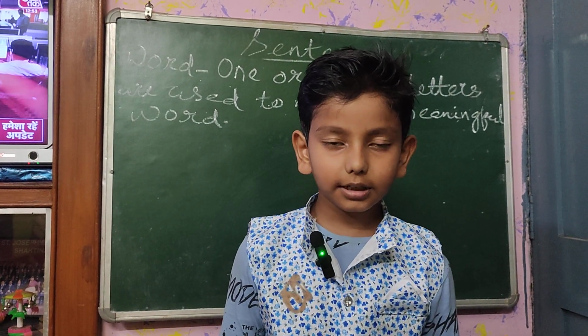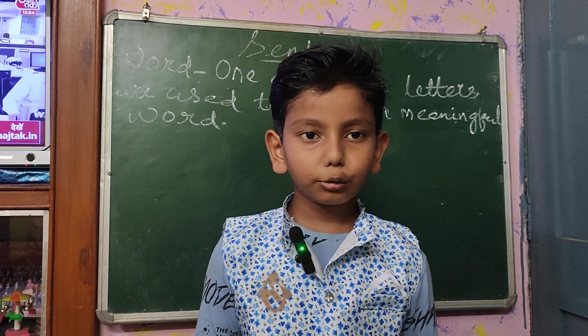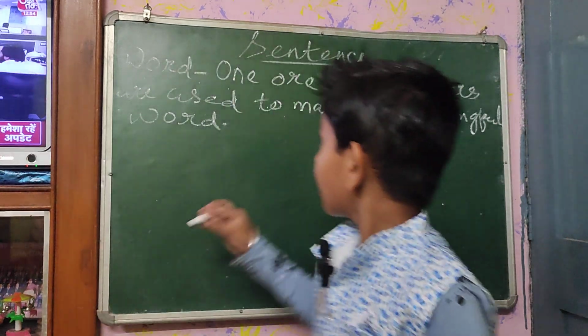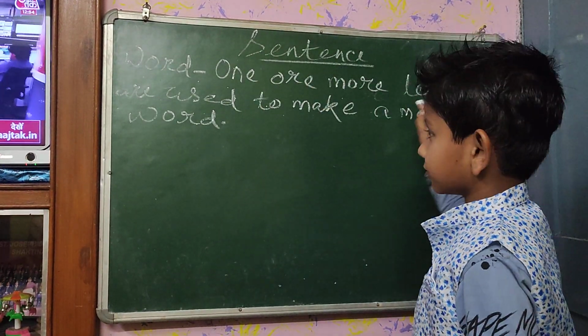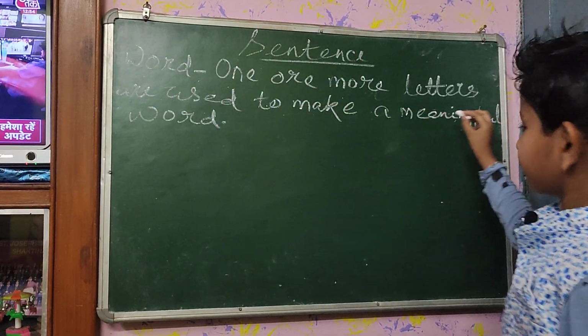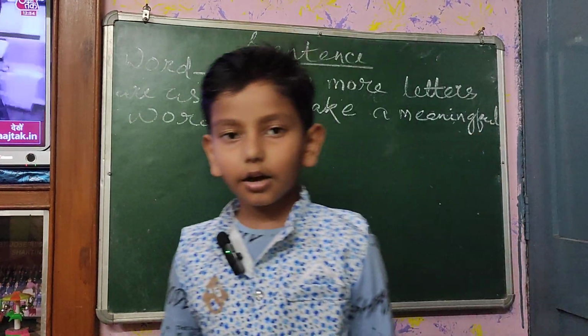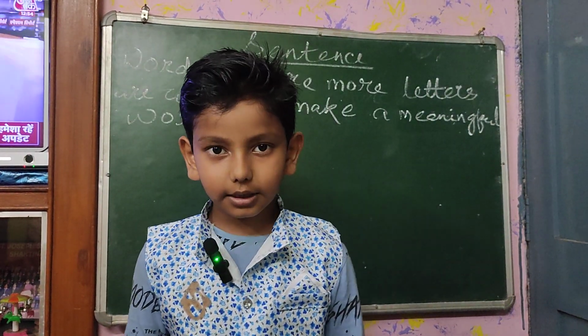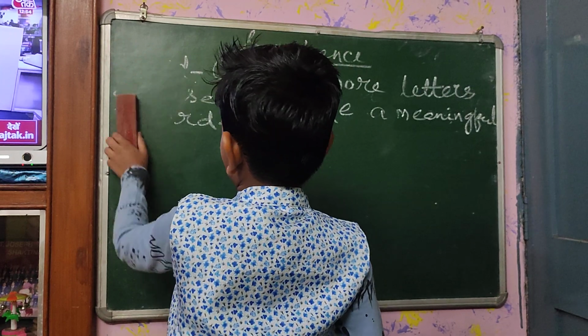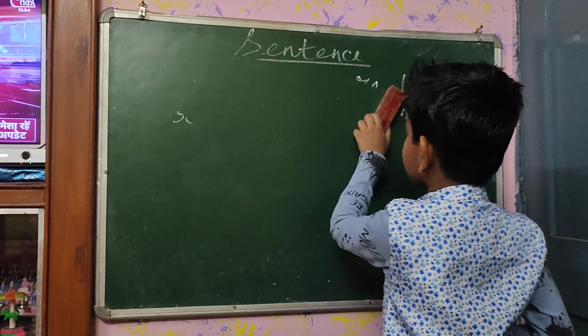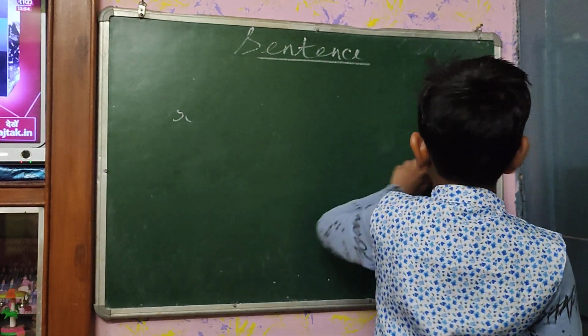Before learning about the sentence, we have to learn about the word. One or more letters are used to make a meaningful word. Now we will learn about the sentence. A group of words which make complete sense is called a sentence. A sentence has one or more words.